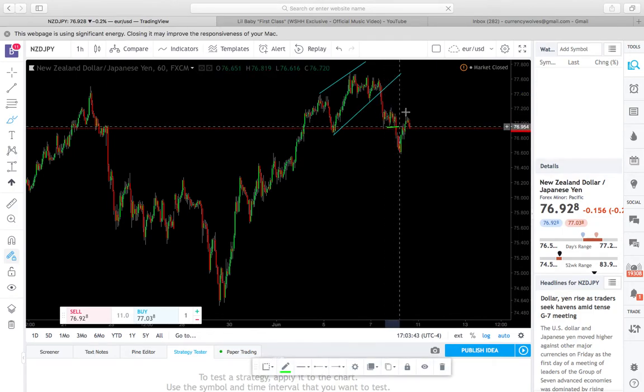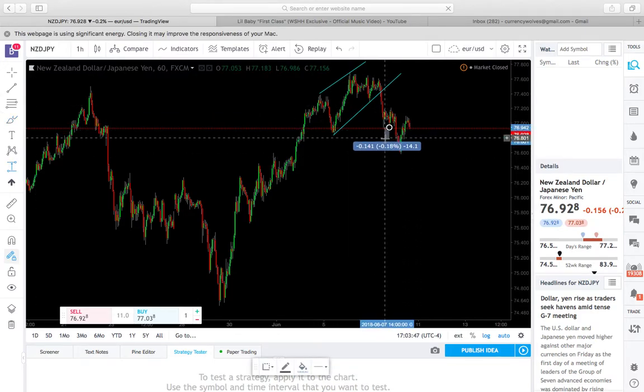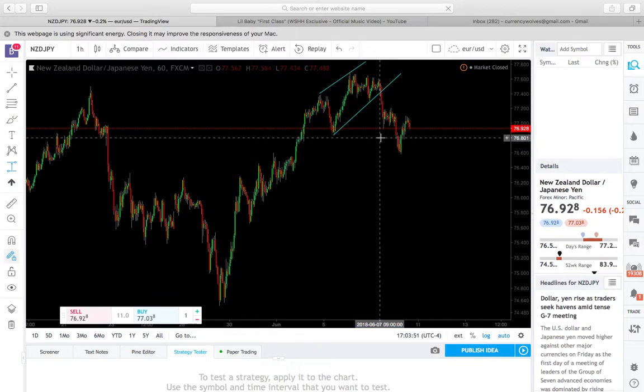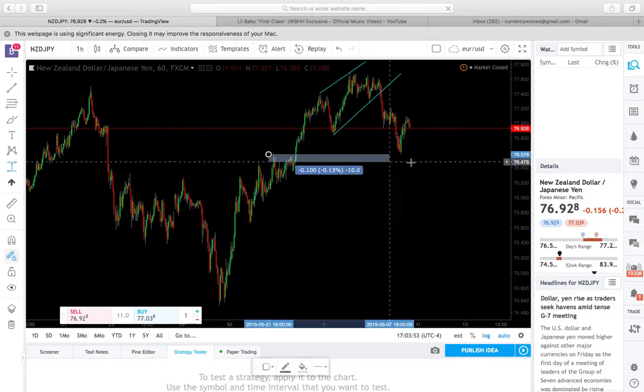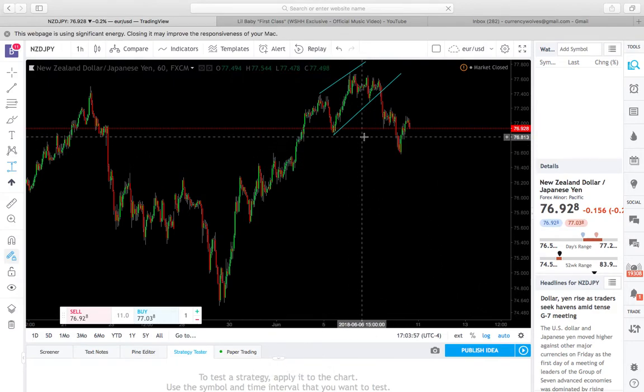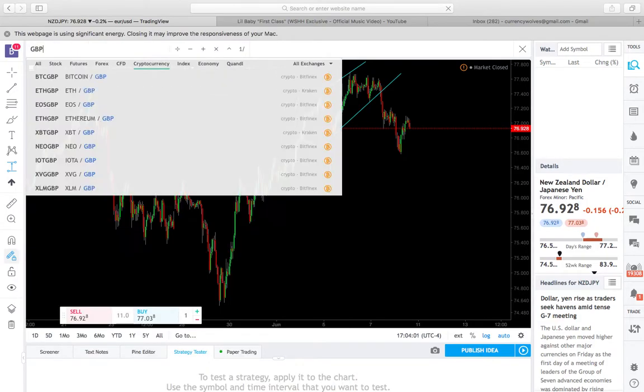I sold under here. Let's go ahead and calculate those pips. Again, it was not a big move for me. It was about a good 30 pips or so. Wasn't major. Closed out around here, around this area right there. So yeah, that was my trade for New Zealand JPY. Now I'm gonna go to my other trade that I took.